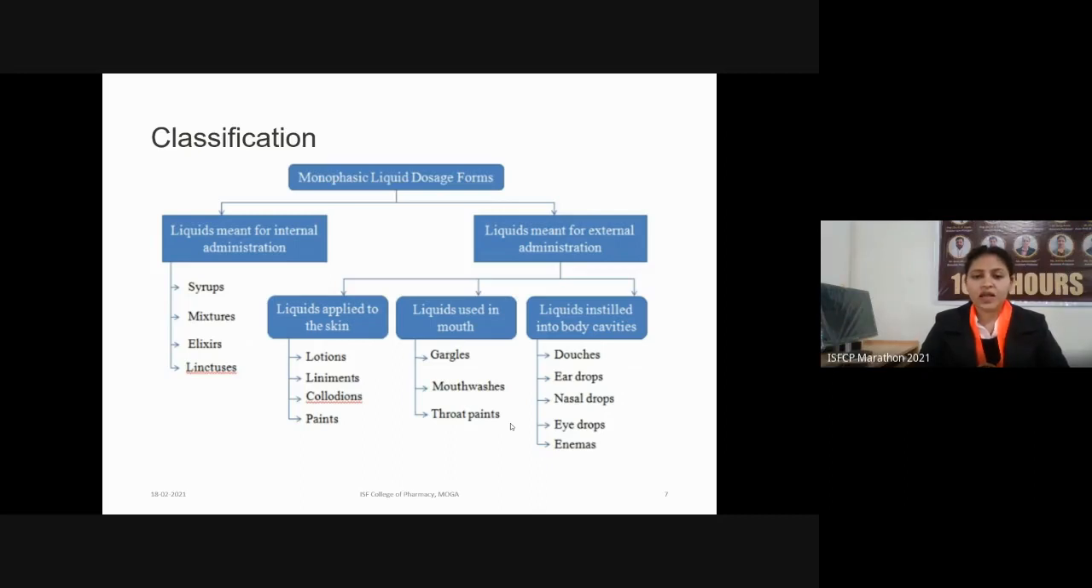Based on this classification, we have different types of monophasic liquid preparations. In our further slides, we are going to discuss each of these preparations individually. We are going to discuss the method by which these preparations are prepared, the ingredients that we are using, and the excipients that we are using for the preparation of these monophasic dosage forms. So let us start.